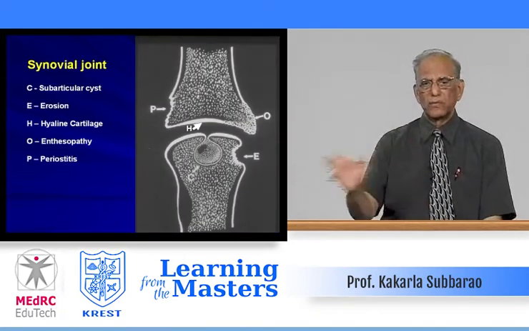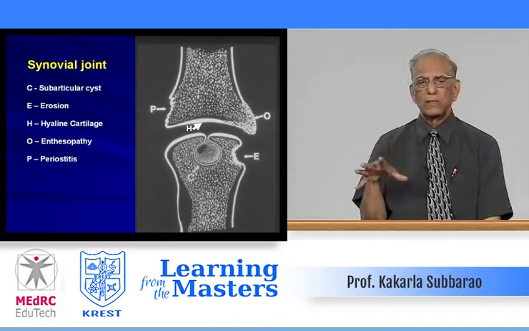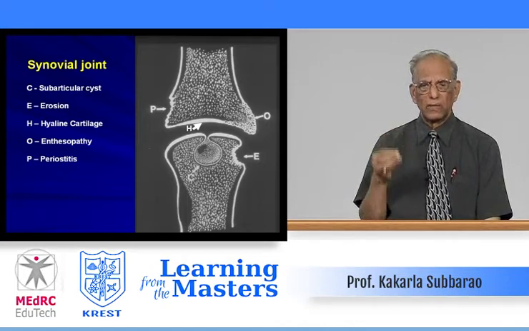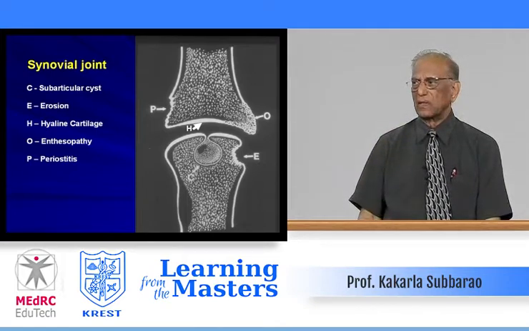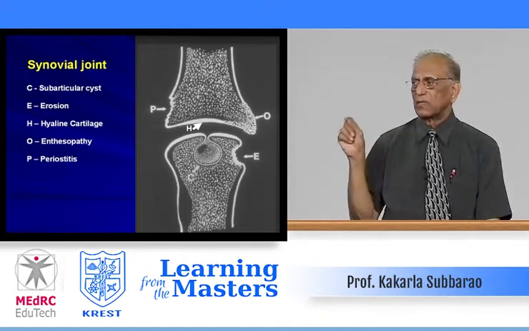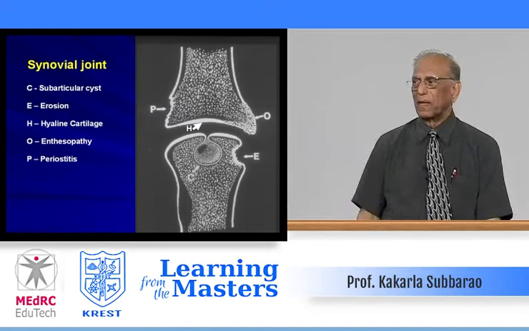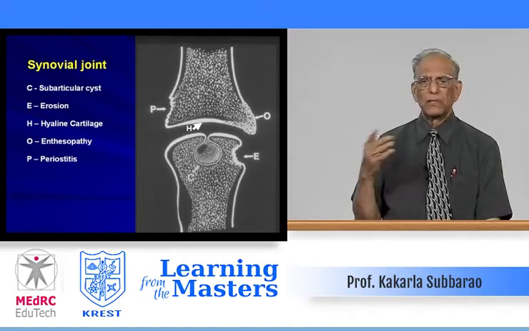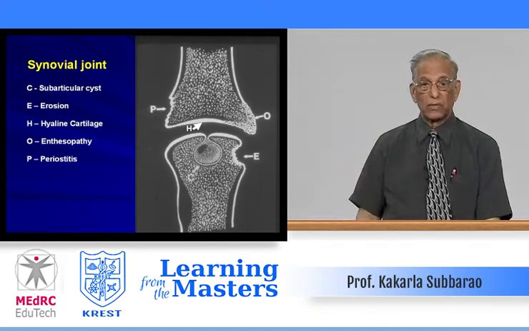Now, there are 3 types of joints, most of you know. Common is the synovial joint, or common in the sense, mostly involved in inflammatory, infective types of joints. And then, as you might see, C indicates a subarticular cyst. E is erosion, H is hyaline cartilage representation, O is enthesopathy, production of new bone, and P is periostitis. Periostitis is not that common, but occasionally you may see it in rheumatoid arthritis, psoriatic arthritis, and hypertrophic osteoarthropathy, etc.